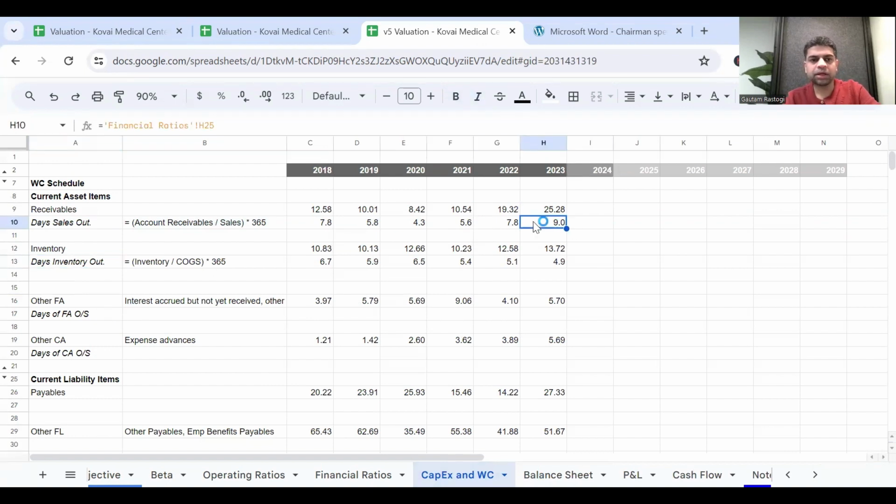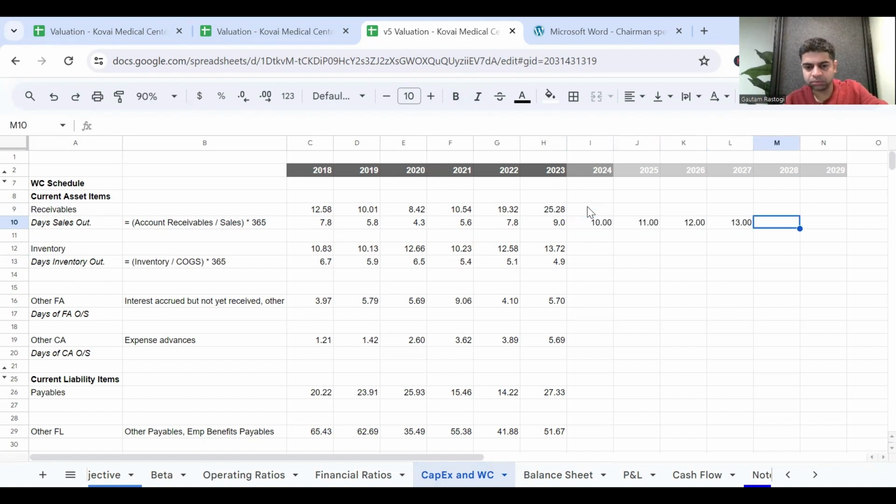All right. Now, let me project out receivables. Remember, when we were doing the industry analysis, we saw that in this industry, receivables should increase in the future because of the increasing health insurance penetration. Right now, as of 2023, receivables is 9 days. So I'm going to assume that it's going to increase in the future.